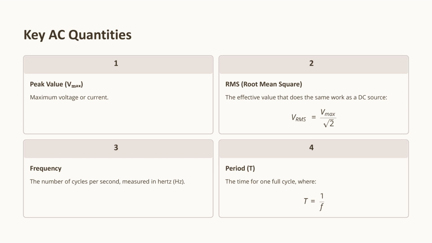Let's define the key measurable quantities in AC. Peak value is the maximum amplitude of voltage or current. RMS, or root mean square, is the effective value that does the same work as a DC source. Mathematically, for a sinusoidal function, it is equal to maximum amplitude divided by square root of 2. Frequency is defined as the number of cycles per second, measured in hertz. Time period is the time for one full cycle, where period is the inverse of frequency, meaning T is equal to 1 over frequency.